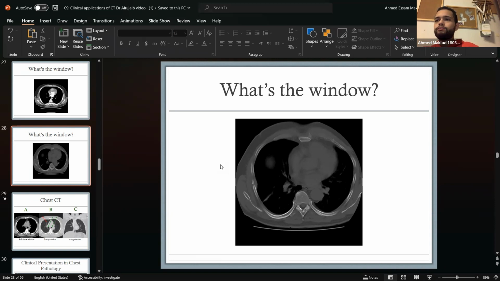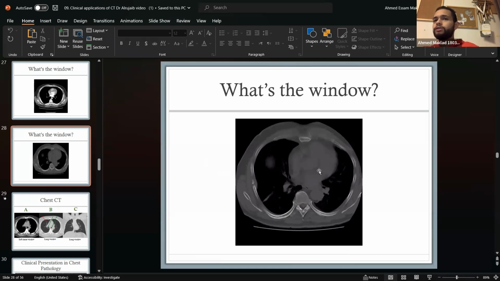What can you see perfectly? What is very obvious on the CT scan? Yep, it's the bone window. This is the bone window, right? The only thing you can see here really are the bones, right?